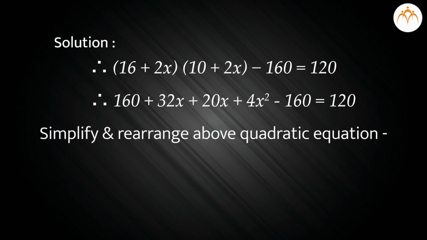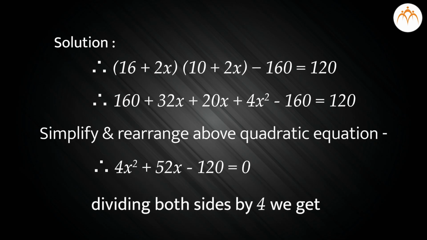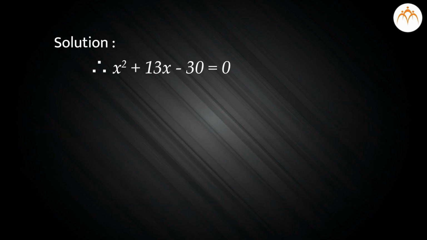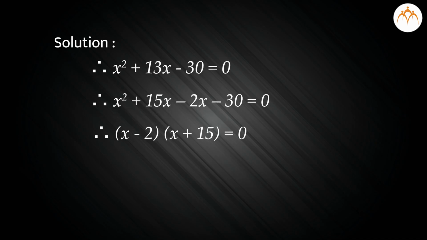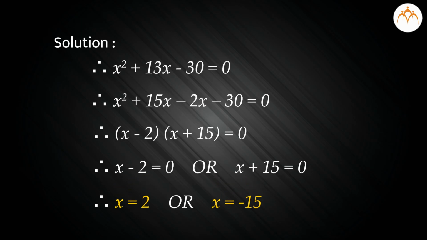Now simplify and rearrange above quadratic equation. Thus, 4x square plus 52x minus 120 is equal to 0. After dividing both sides by 4, we get x square plus 13x minus 30 is equal to 0. Therefore, x square plus 15x minus 2x minus 30 is equal to 0. Therefore, (x minus 2) into (x plus 15) is equal to 0. Therefore, x minus 2 is equal to 0 or x plus 15 is equal to 0. Therefore, x is equal to 2 or x is equal to minus 15.